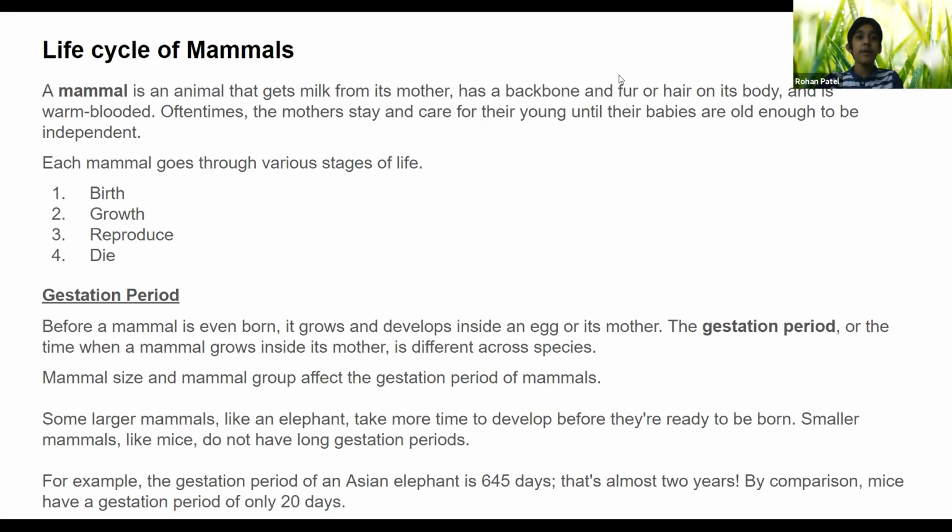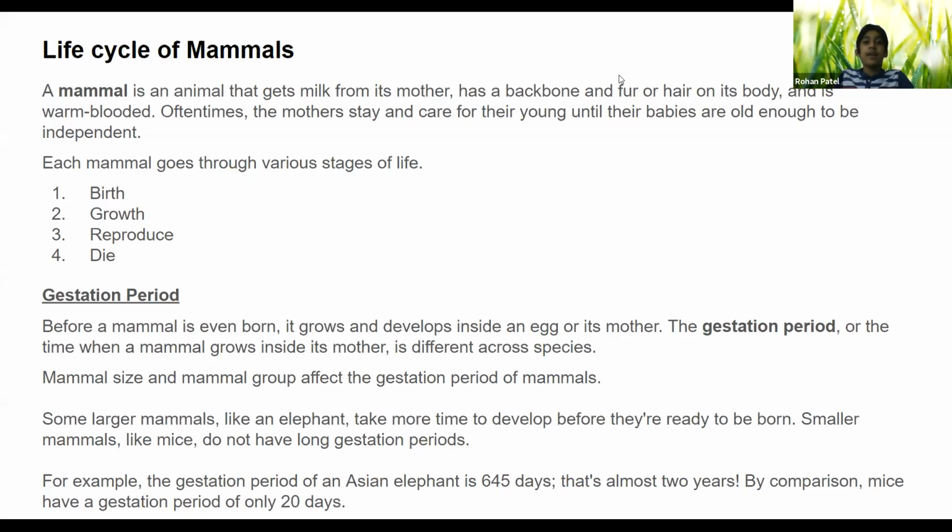The gestation period. Before a mammal is born, it grows and develops inside an egg or its mother. The gestation period, or the time when a mammal grows inside its mother, is different across species. Mammal size and mammal group affect the gestation period of mammals. Some larger mammals, like elephants, take more time to develop before they're ready to be born. Smaller mammals, like mice, do not have long gestation periods.